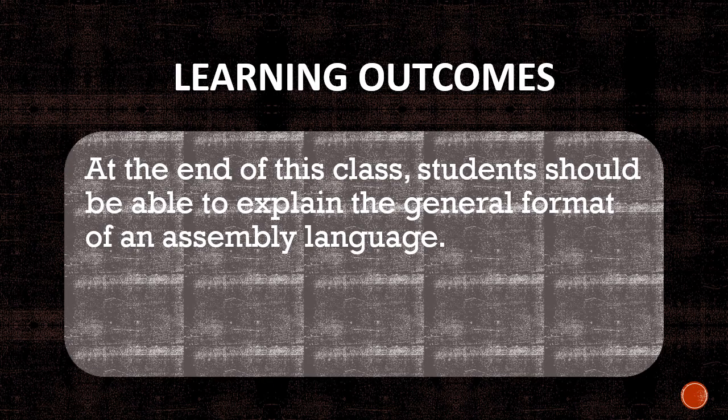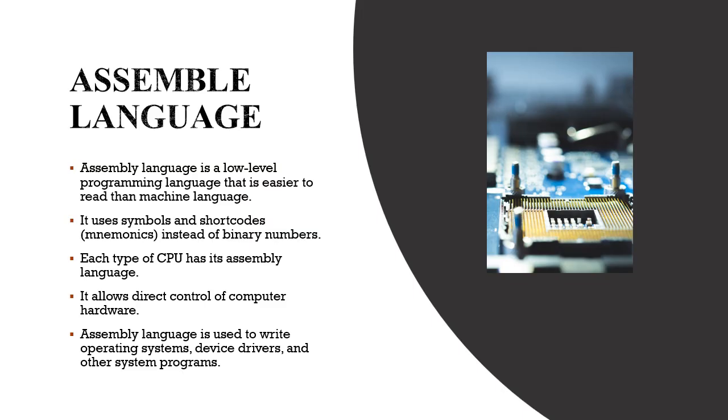Learning outcomes or objective. At the end of this class, students should be able to explain the general format of an assembly language. What is an assembly language? An assembly language is a low-level programming language that is easier to read than machine language. It uses symbols and shortcodes known as mnemonics instead of binary numbers.